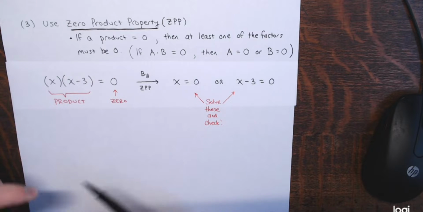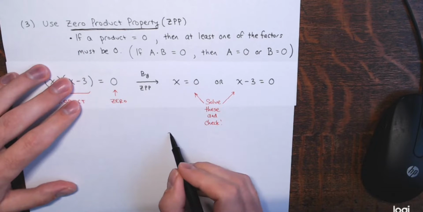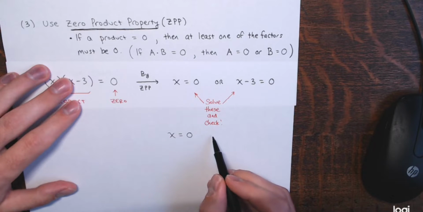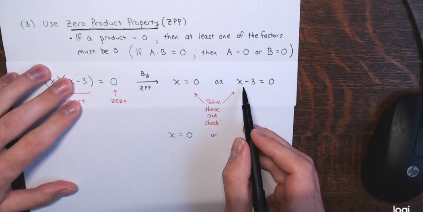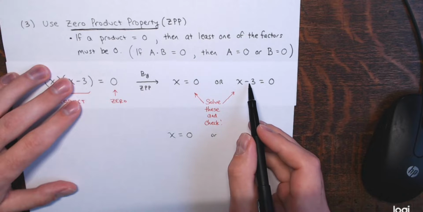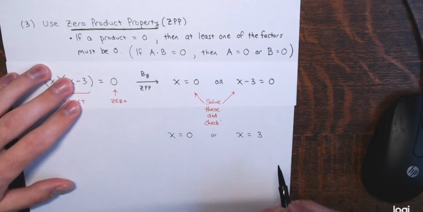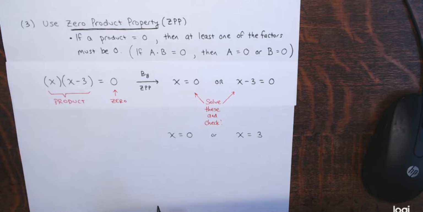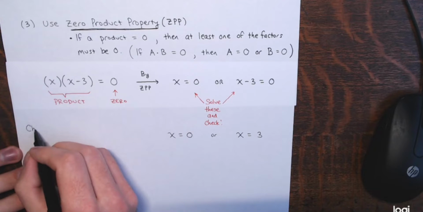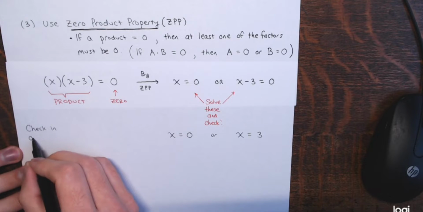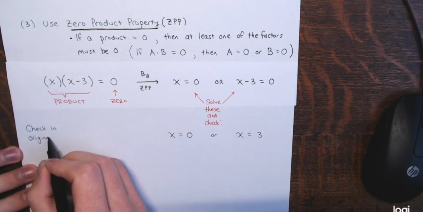Now, the first equation is not a problem. The variable is already solved for: x equals 0. And the next equation, x minus 3 equals 0, I would simply add 3 to both sides. We get x equals 3. I'm not going to circle them yet. What I'm going to do is check them back in the original equation. Again, always check in the original equation.